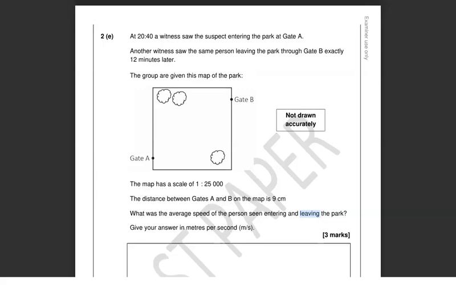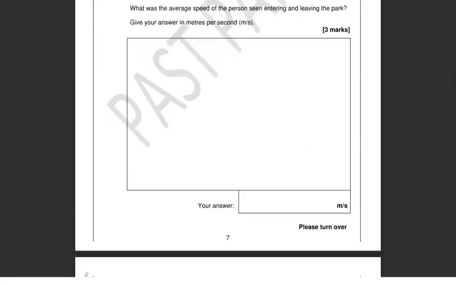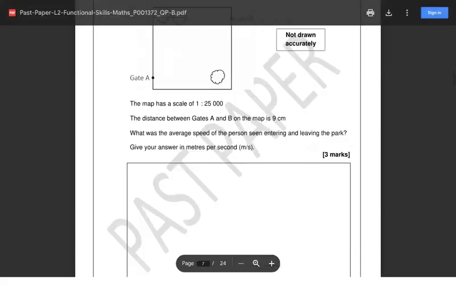So what is the average speed of the person since entering the park? Only 12 minutes later. I have to find out the distance first. Then you convert that to meters. So the speed must be in meters per second.